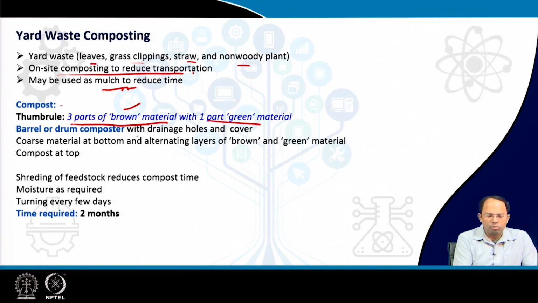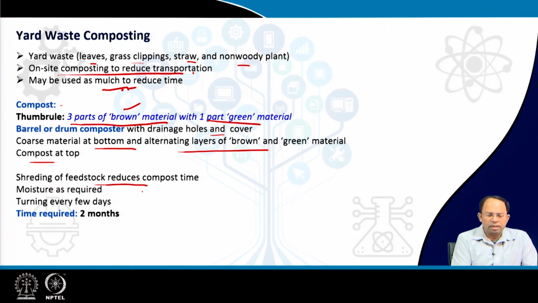So a barrel or drum composter is utilized. It's just a simple barrel with holes at the bottom, and a cover is given so that it is not infested by flies or other kinds of vector infestations. Coarse material is provided at the bottom and alternating layers of brown and green material are put at the top, and the compost is given at the top, again to prevent odor or for preventing infestation of flies and other vermin. The feedstock is usually shredded before we put it into the compost chamber.